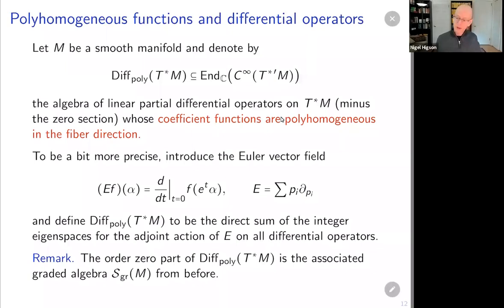Order zero operators are just polyhomogeneous functions, and that's this degeneration of the symbol algebra that I was mentioning. It's just the associated graded of the symbol algebra. So this algebra that I'm building is not some commutative counterpart of the algebra of symbols. It contains a commutative counterpart of the symbols in order zero, and then there's more stuff too.